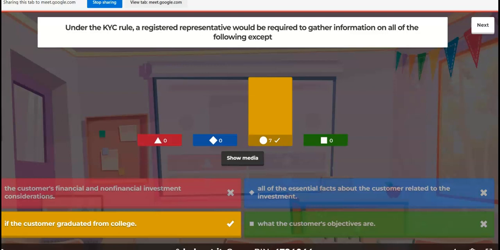Perfect. Everybody aced this one. I thought you would. Again, all the following except, right? Which is the one we do not need. We do not need to know if they graduated from college. That'd be fine to know what their alma mater is, but no, it's not needed because it's not really a financial concern.